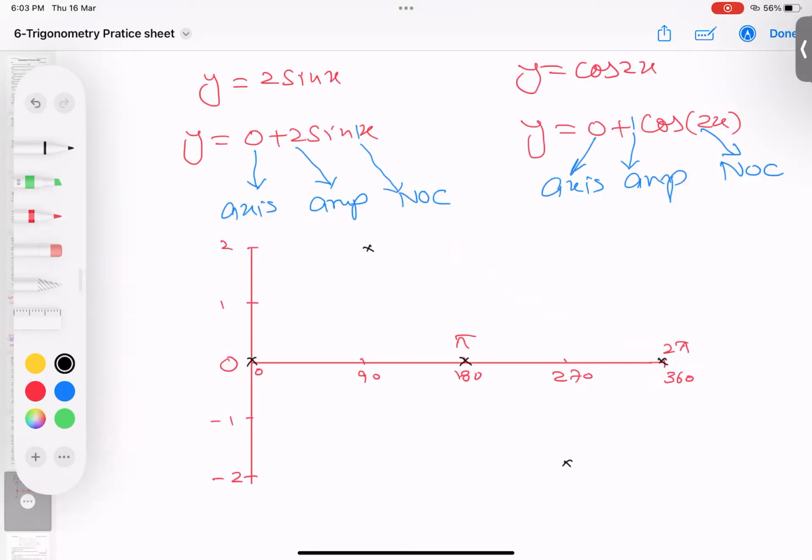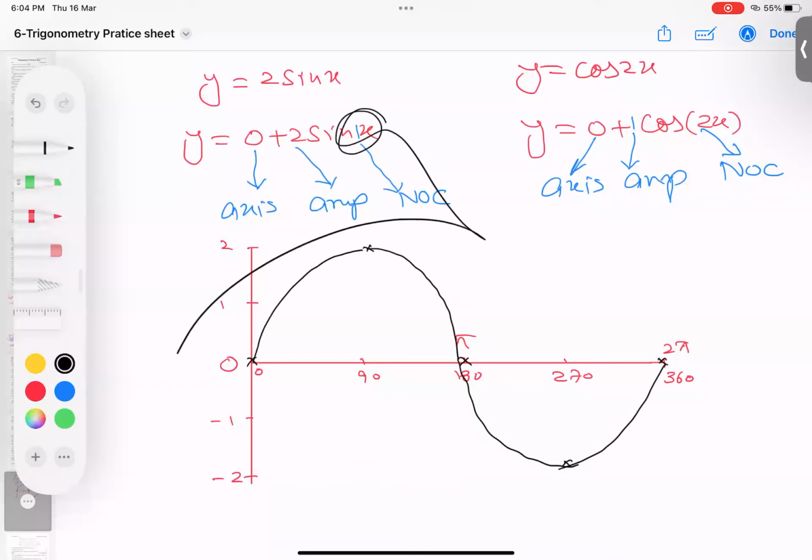So I'm going to sketch. Some students sketch like this. Wrong. It is not a straight line, it is a curve. So this sine curve is done, because it mentions 1 here, which means 1 cycle in 360 degrees. Now what is this number? 2. So it means I have 2 cycles in the same 360 degrees.